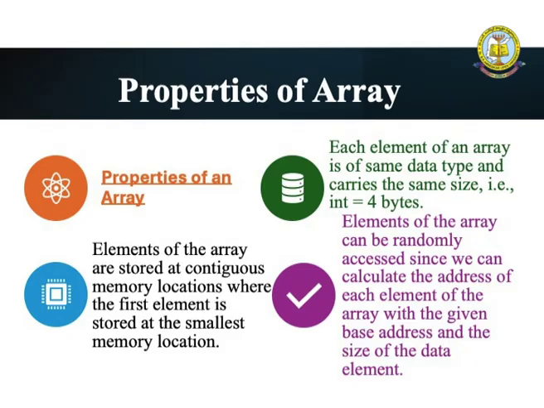And we will come to know what the various properties of an array are. So, there are a few properties of an array. The first property is that each element of an array is of the same data type and carries the same size.